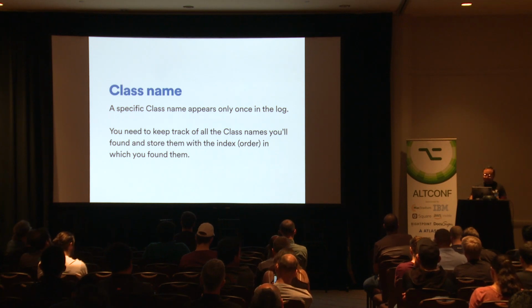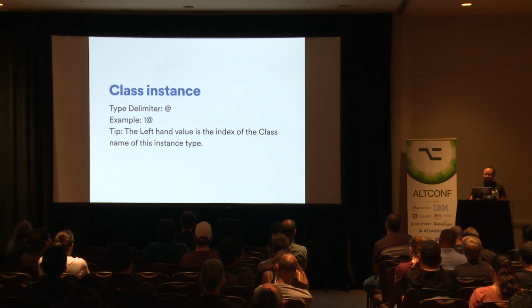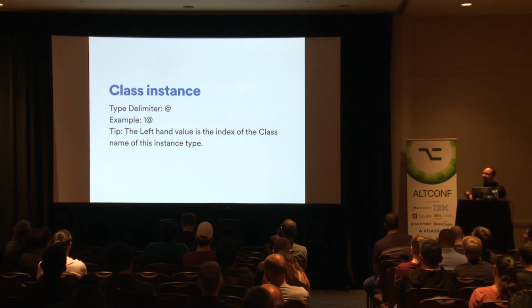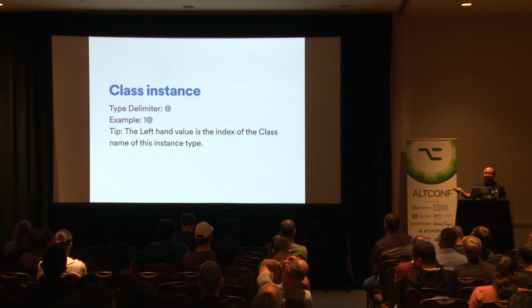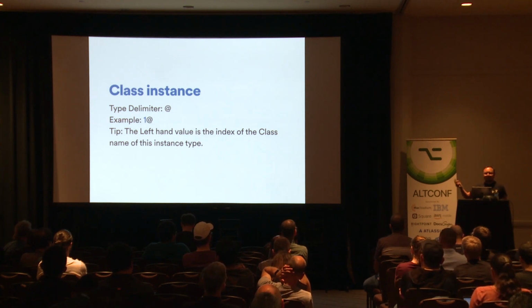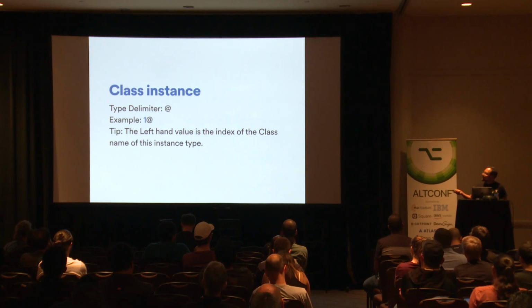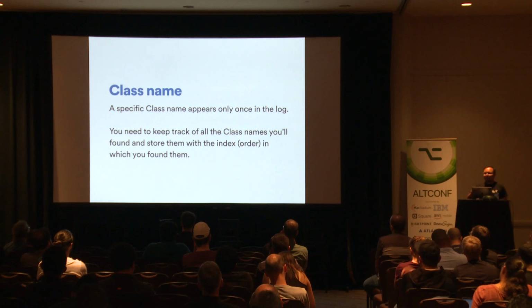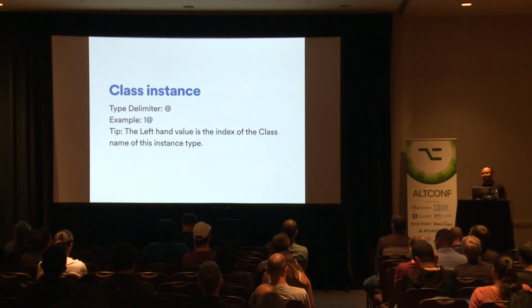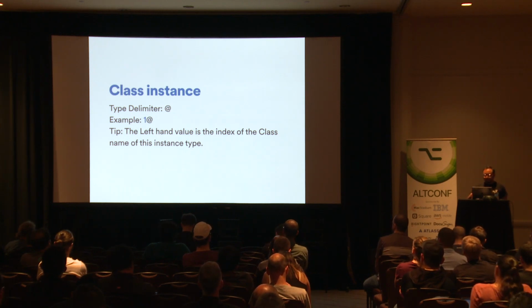And that index is really useful to parse the last type of the format, which is the class instance. A class instance is the actual instance of a type, and it uses the @ sign. You will find something like a number and then the @ symbol, and that means this is an instance of the type with the class name that you found with index 1, so the second class name that you found in the log.